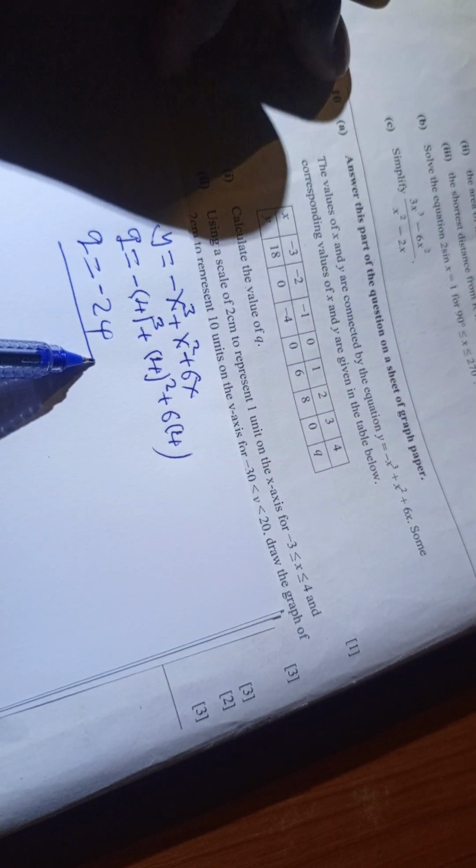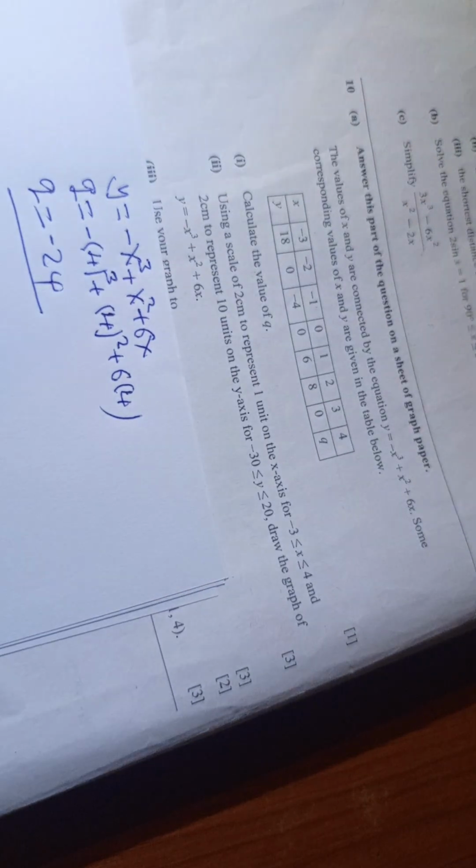So q is negative 24, with this sign. Which means the answer to the first question is q is equal to negative 24. For this 24, you get 1 mark. Then now you go to the next question.